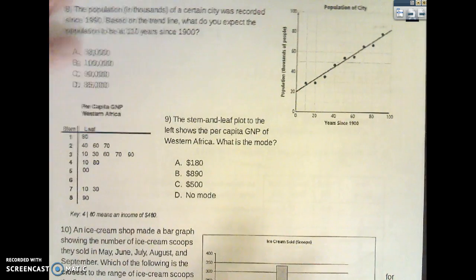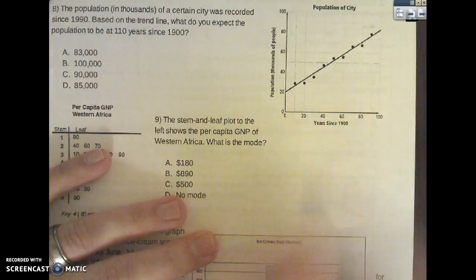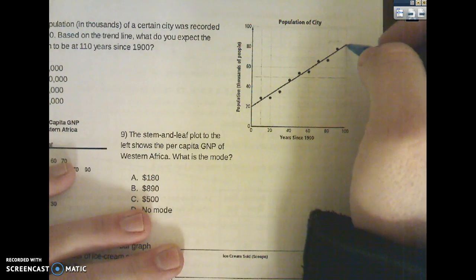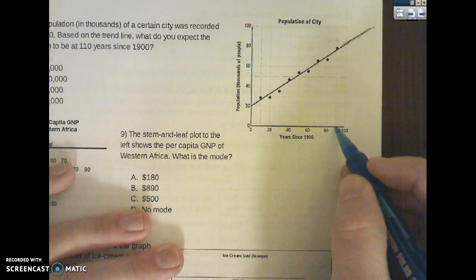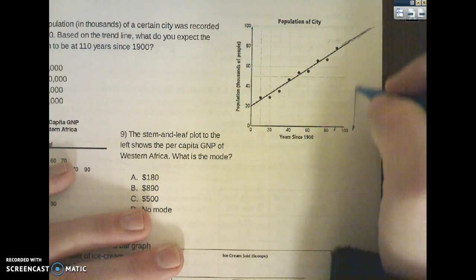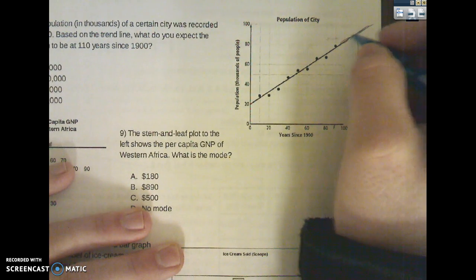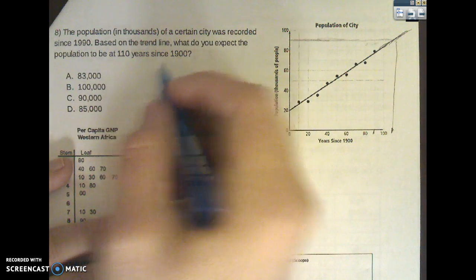Number 8. Population in thousands of a certain city was recorded since 1990. Based on the trend line, what do you expect the population to be 110 years since 1900? So here's my years. I'm going to extend this up. Every one of these is 10, so if I go a little bit more over, I go straight up, straight over. So we're looking at roughly a little bit above 80, so I'm thinking 90,000.